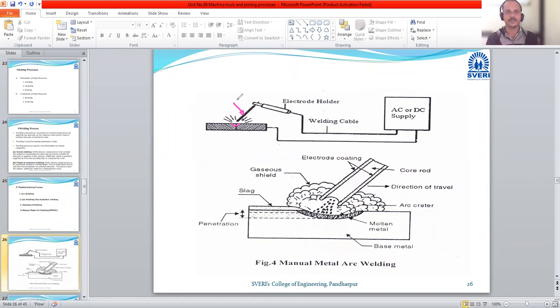So we can call this coating a flux. So what is the function of flux? Flux provides a gaseous shield like this when welding is going on. So this one is the slag, which is made of flux.